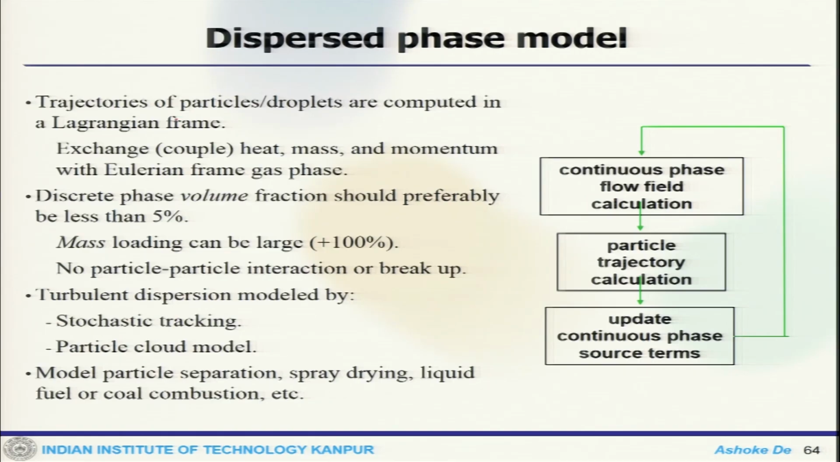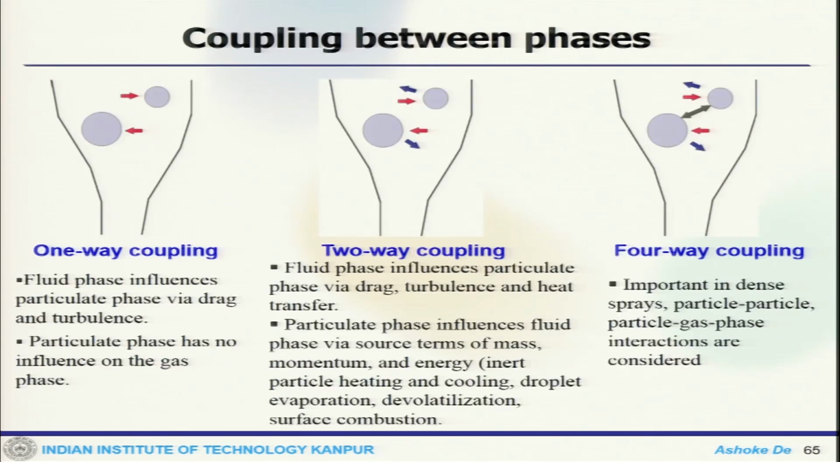So this is how you can calculate the trajectories and the heat and mass transfer. The discrete volume fraction should preferably be less than 5%. Mass loading can be large, with no particle interaction or breakup. Turbulent dispersion can be handled by stochastic tracking and the cloud model. This models particle separation, spray drying and all these things.